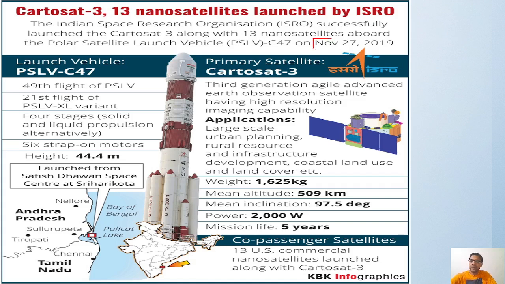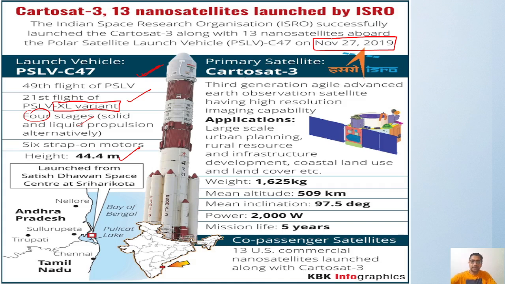So this is about the Cartosat 3, and 13 nano satellites were launched by ISRO on November 27, 2019. This is the 49th flight of the PSLV, a PSLV XL variant. This XL variant and every type of variant we have already discussed in our previous lecture. It is a 4-stage vehicle with a height of 44.4 meter.